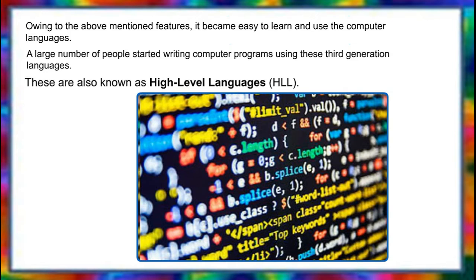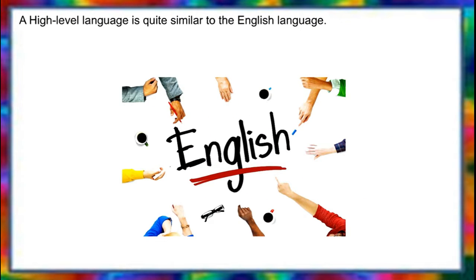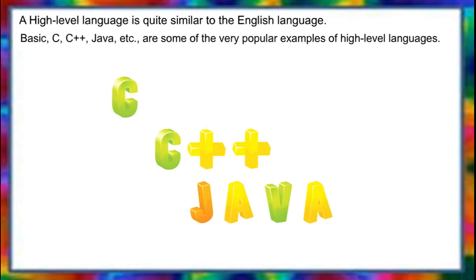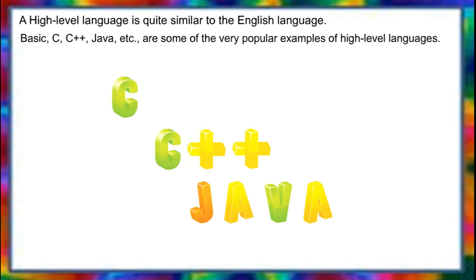These are also known as high level languages, HLL. A high level language is quite similar to the English language. Basic, C, C++, Java, etc. are some of the very popular examples of high-level languages.